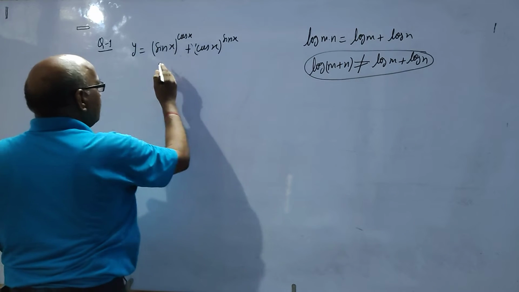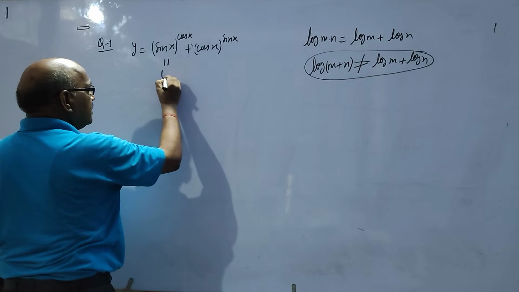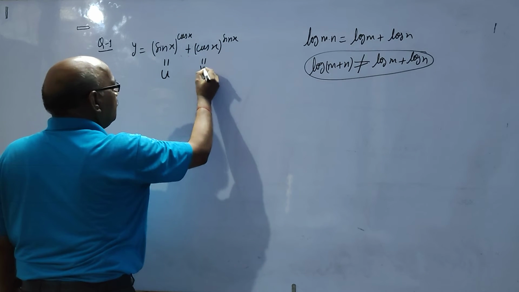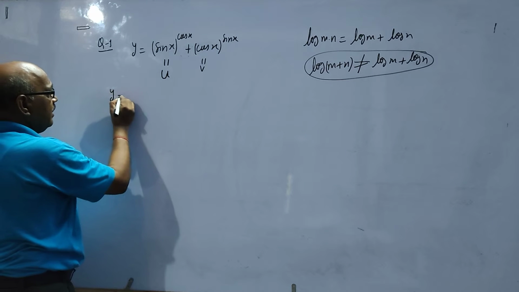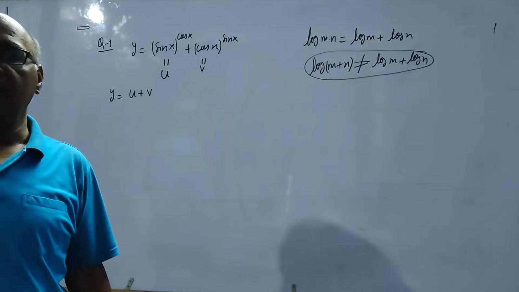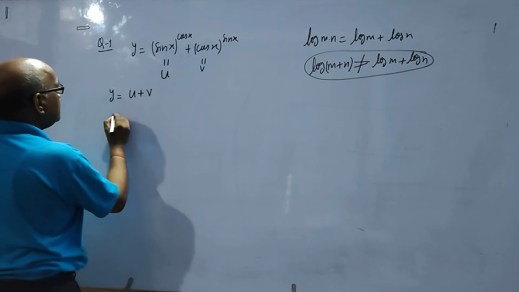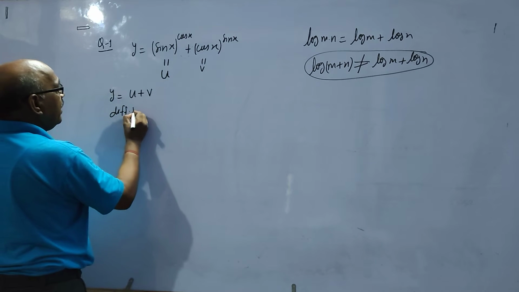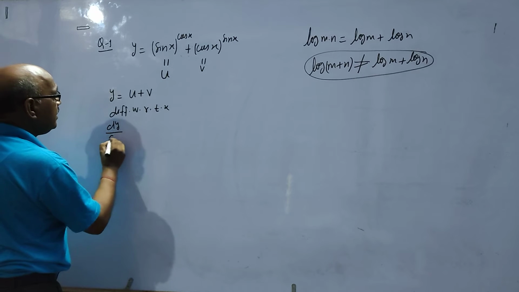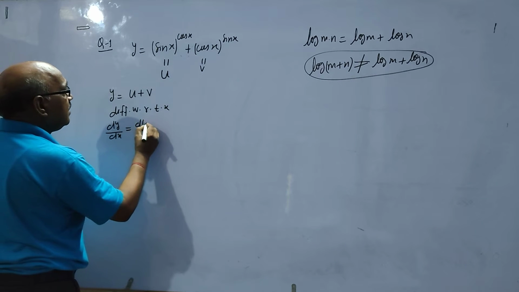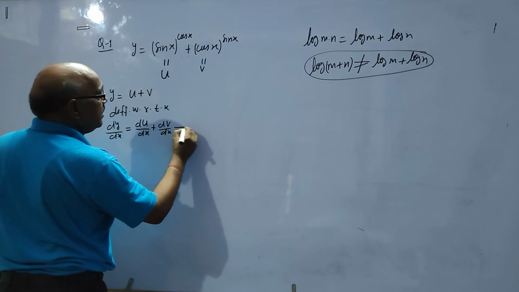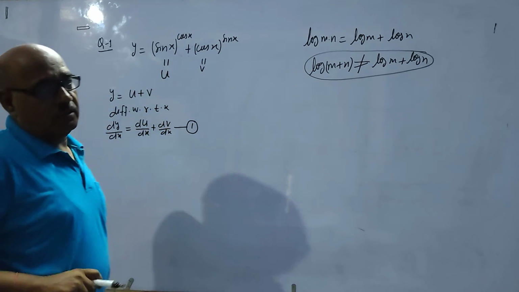So the first one, you just suppose that is equal to u, and the second one is equal to v. तो आपके पास क्या हो गया, y is equal to u plus v. Now differentiating with respect to x, what you are getting is dy over dx equal to du over dx plus dv over dx, and call it equation number 1.